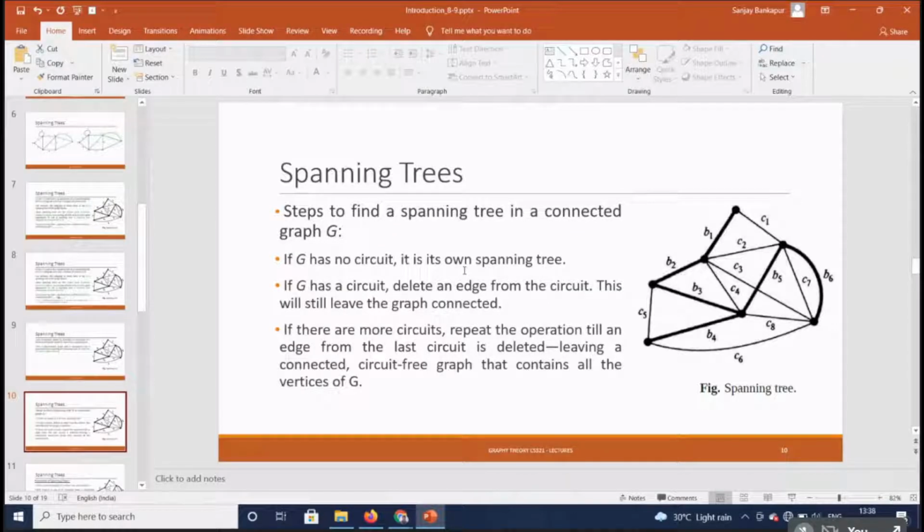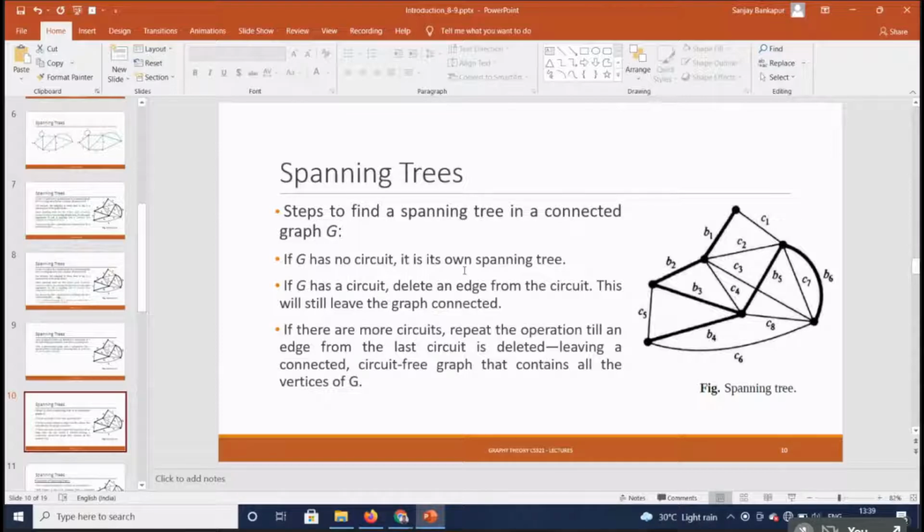Steps to find a spanning tree in a connected graph. If G has no circuit, then the graph itself is a spanning tree. I'm not talking about cycles or parallel edges, but circuits. If there is no circuit, that itself is a spanning tree.